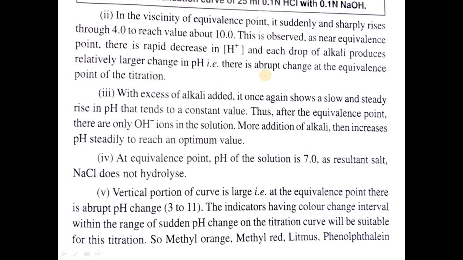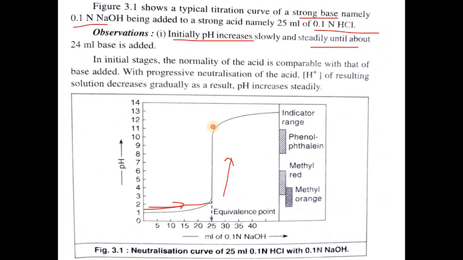In this diagram, at near about 4 to 10, there is a sharp rise in the curve. Here there is a rapid decrease in H+ ions, because when NaOH is continuously added into HCl, all H+ ions from HCl vanish. That point is the equivalence point. But when we add excess alkali, the concentration of OH- ion increases and the curve again steepens. There are different indicators at which the equivalence point can be detected: methyl orange, methyl red, phenolphthalein. The phenolphthalein range is 8.3 to 10.